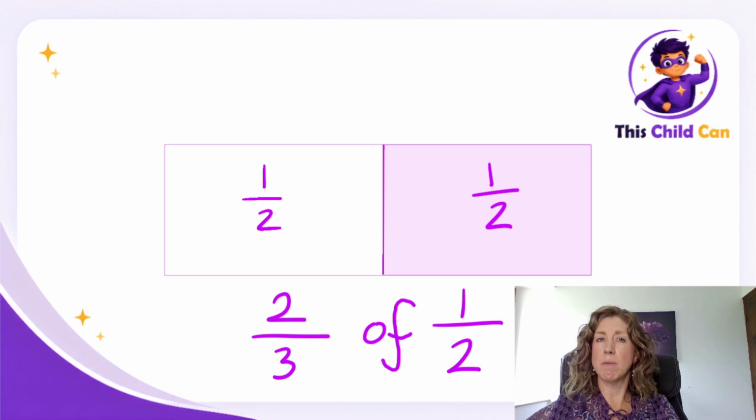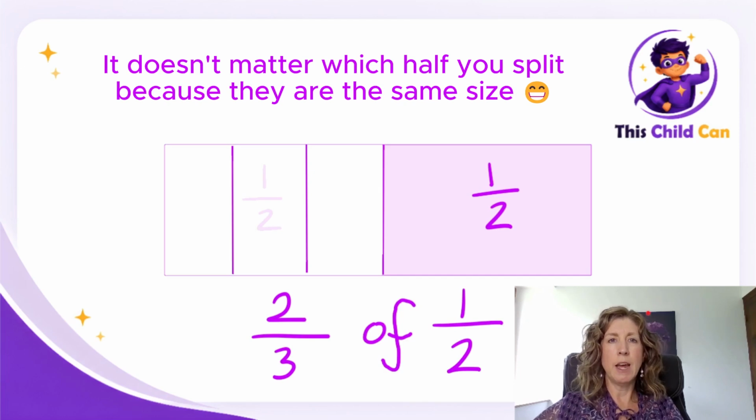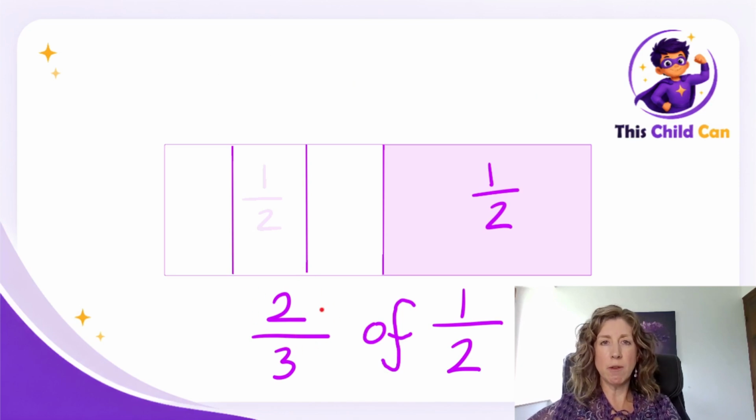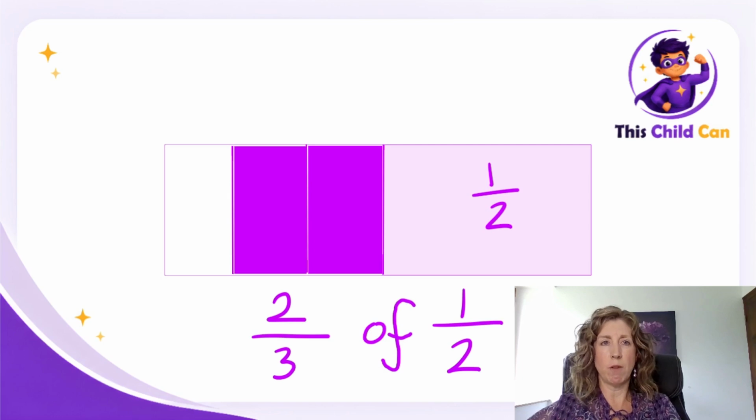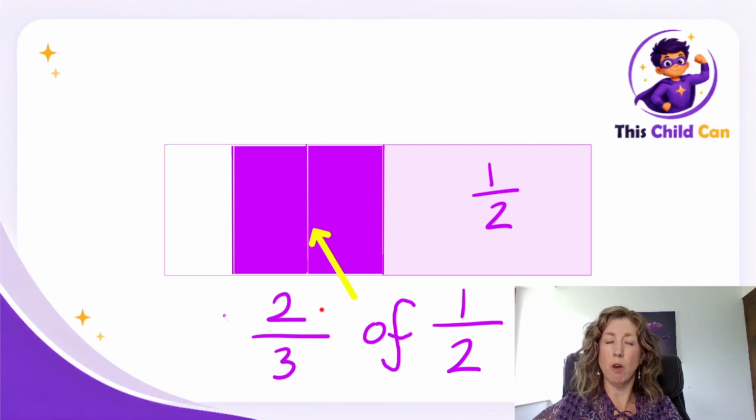The denominator is the bottom number in a fraction, which tells us how many equal parts we are splitting something into. So because we're finding 2/3, we split the half into 3 equal parts, like this. Now the numerator is the top number. It tells us how many of those equal parts we want. So because the numerator is 2, we take 2 of those 3 parts. So now we've shown 2/3 of 1/2.